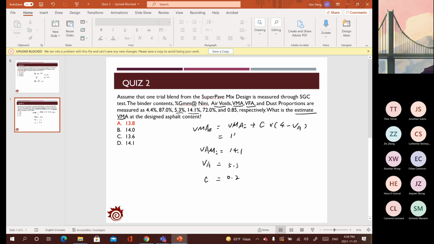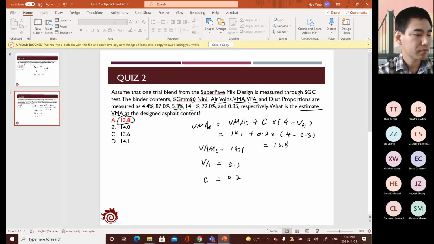We can then calculate the estimated VMA as 14.1 plus 0.2 times (4 minus 5.3), which will give you the result of 13.8. That will be the answer here. This is the way for you to find the estimated VMA. Of course, you can use this information to find the estimated binder contents as well. Okay, so that will be the answers to the 2 questions from the last lecture. Do you have any questions or comments about this one?